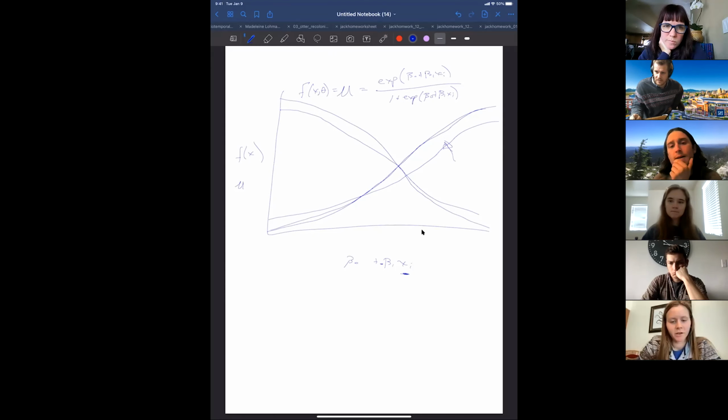Hey, Perry. Are the y-axis values 0 and 1, but the x-axis is still negative infinity to infinity, right? Exactly. Yep. Now, any other questions before I pose a question?